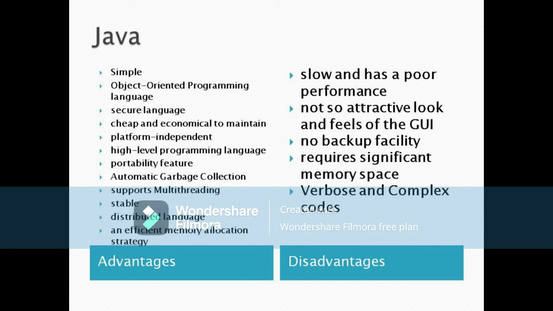Then Java is a secure language, so Java reduces security threats and risk by avoiding the use of explicit pointers, right? We all know a pointer stores the memory address of another value, which can cause unauthorized access to memory. So this issue is resolved by removing the concept of pointers. Also there is a security manager in Java for each application that will allow us to define the access rules for a particular class. Then the next advantage we have is Java is cheap and economical to maintain.